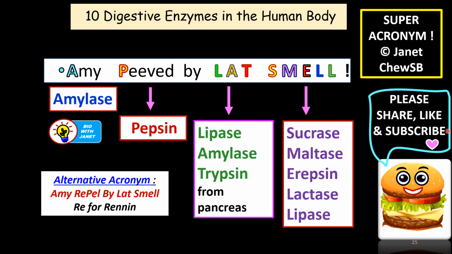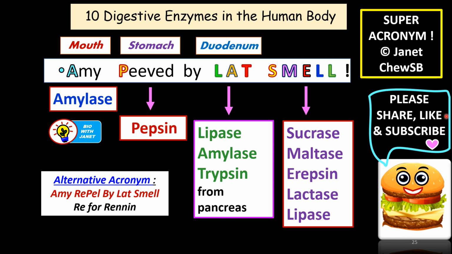All right, so it's already in the right order. All these 10 enzymes are in the right order, starting from the mouth to the ileum. So amylase is in the mouth, pepsin is found in the stomach, and LAT, the 3 enzymes from the pancreas, are secreted into the duodenum to digest food. Finally, enzymes SMELL are found in the ileum to complete the process of digestion.